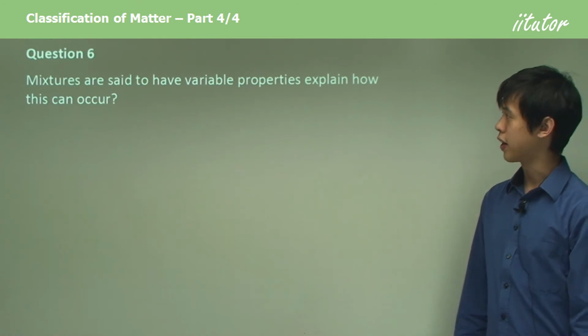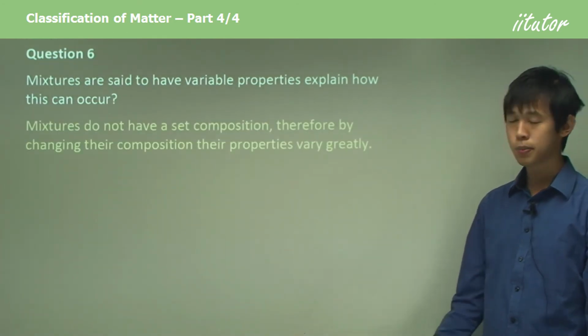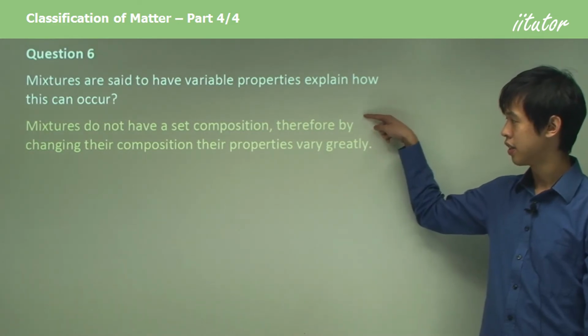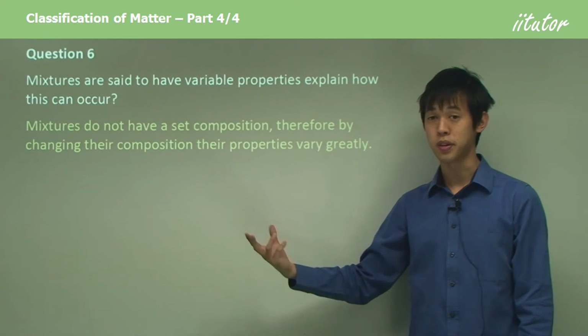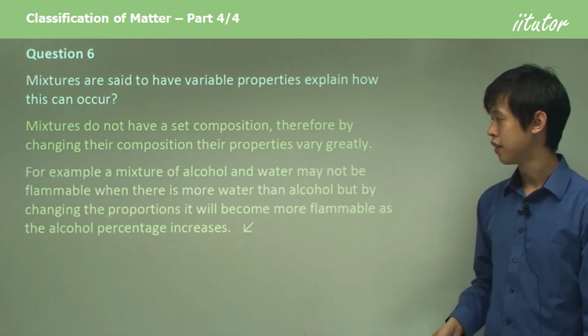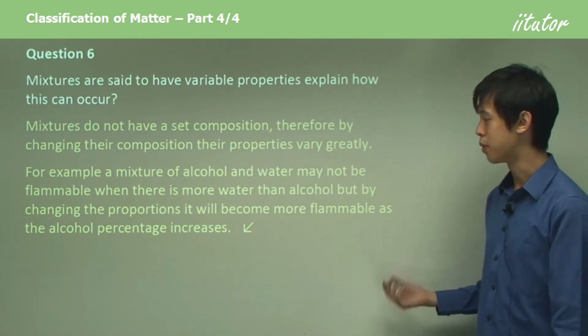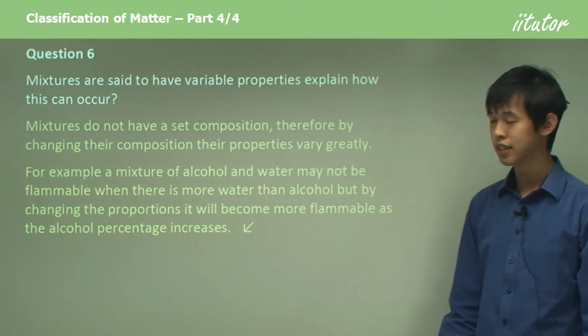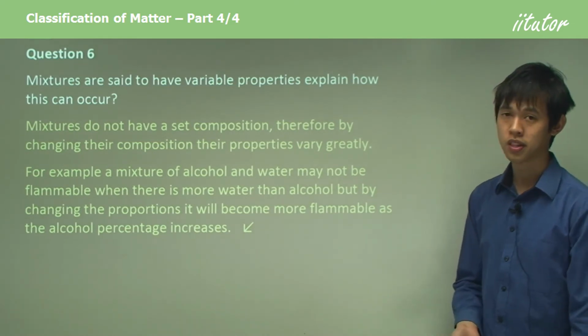Mixtures are said to have variable properties. Explain how this can occur. Because mixtures don't have a set composition, they can be changed, so their composition can be changed, so their properties can vary greatly. For example, a mixture of alcohol and water may not be flammable when there's more water than alcohol, but changing the proportions, it will become more flammable as the alcohol percentage increases.